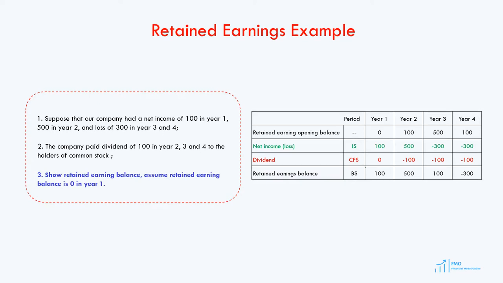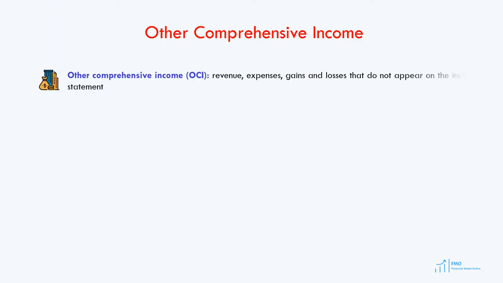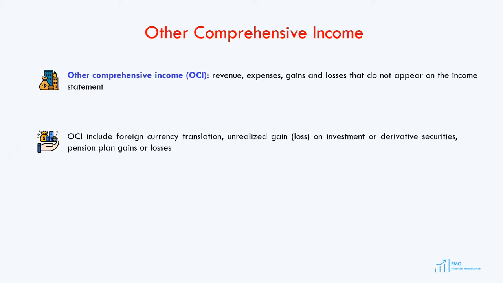Let's now turn to the last item that we saw on Adobe's balance sheet, which is other comprehensive income or loss. Other comprehensive income or loss includes revenue, expenses, gains, and losses that do not appear on the income statement. These are the gains and losses related to such items as foreign currency translation, unrealized gains and losses on investment or derivative securities, and pension plan gains or losses. So, only unrealized gains or losses are recorded in the other comprehensive income or loss.